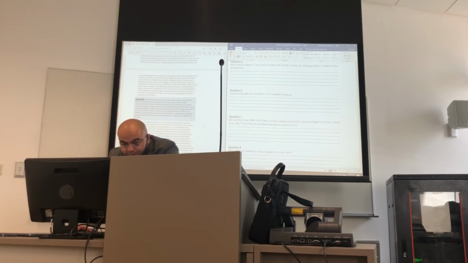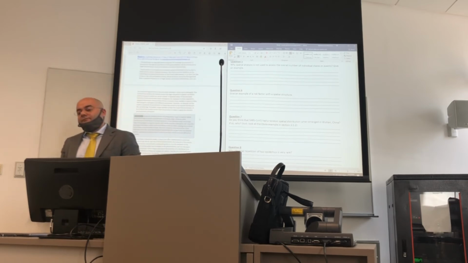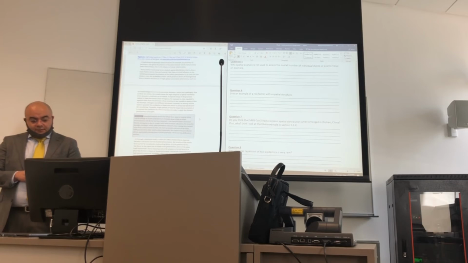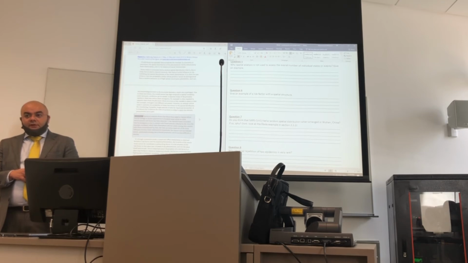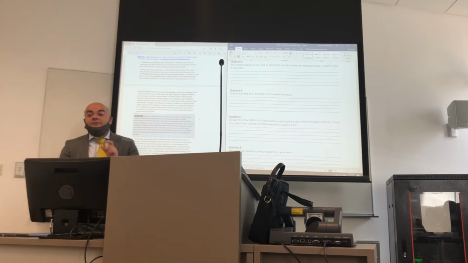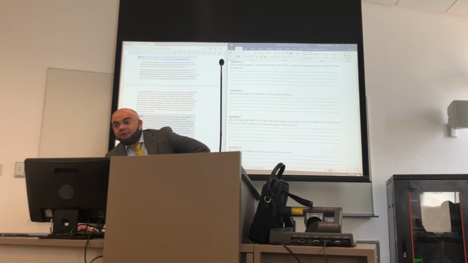Doctor, it could be the economic level. The question said, give an example of a risk factor with spatial structure. It could be the economic level, like the areas that are poor have more health conditions than the areas with high income, for example. No, but let's talk about what spatial structure is. Did we talk about it? No.